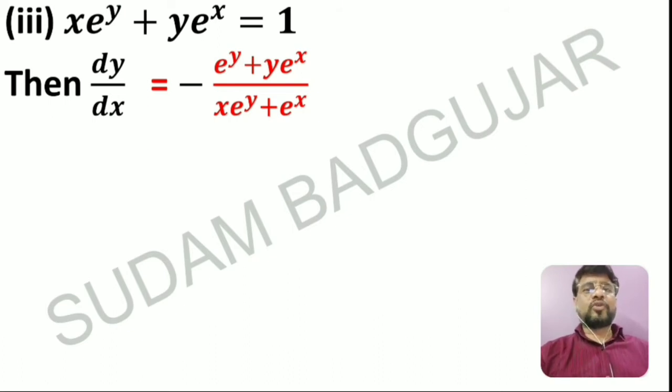Then the derivative of first term is x is constant, keep as it is, into derivative of e raised to y is e raised to y plus derivative of y into e raised to x with respect to y is e raised to x, you have to write outside, into derivative of y is 1. And this is the final answer.